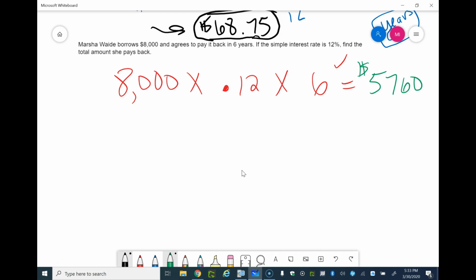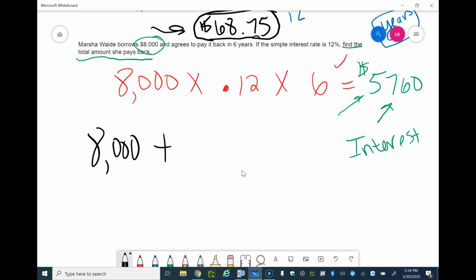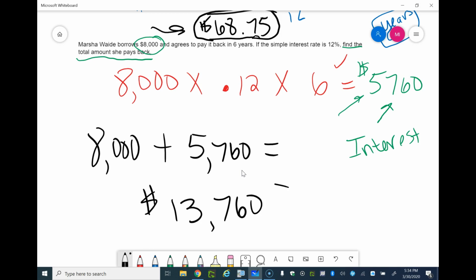Now, is this the final answer? This is where we got to read the problem real carefully. The question asks to find the total amount that she needs to pay back. This is only the interest that you pay the bank for allowing you to borrow it. Remember, the bank is not going to let you off the hook by borrowing $8,000 and just paying off this $5,760. You have to actually pay back the $8,000 that you borrowed plus the $5,760 that you have to pay them. So once we add those together, we get $13,760. This is the total amount that she has to pay back.